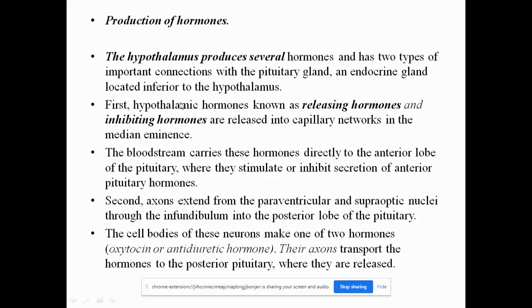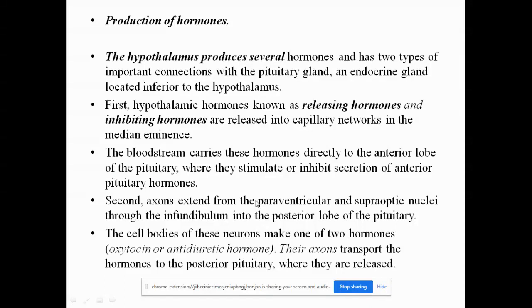So the hypothalamus contains hormones like the releasing hormones: growth hormone releasing hormone, growth hormone inhibiting hormone, thyroid releasing hormone, gonadotropin releasing hormone, etc.